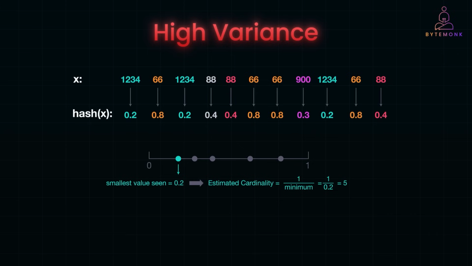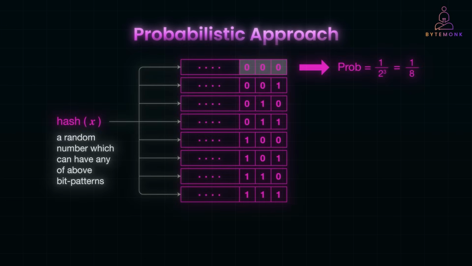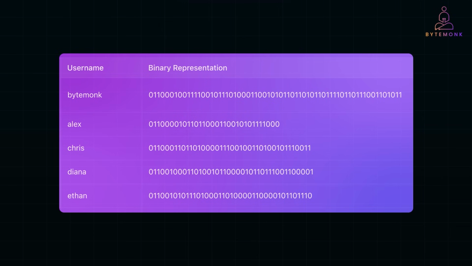To reduce error, we introduce a probabilistic approach. So instead of relying on the smallest value, we hash each item to create a random sequence of bits of zeros and ones. Now, we count how many trailing zeros appear in the hashed values. Now, looking at our binary representation here, the maximum number of trailing zeros is 3. But why does this matter?